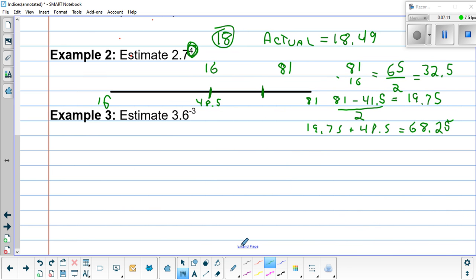So here we have an estimate of something with a negative, right? So what are we going to do? Well, we know that 3 to the power 3 is equal to 27, and then we have 4 to the power 3, which is 64. So we have 1 over 27, and 1 over 64.